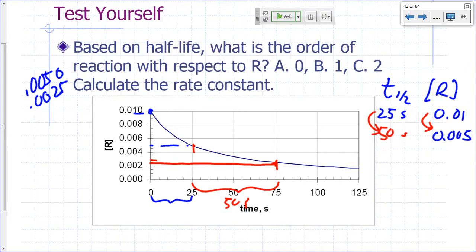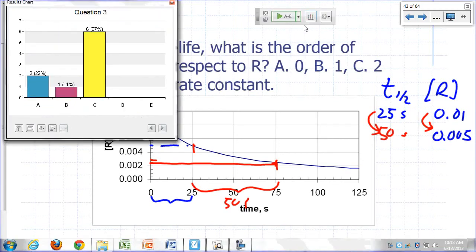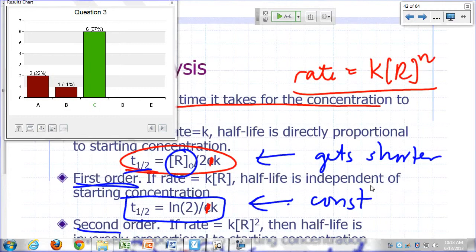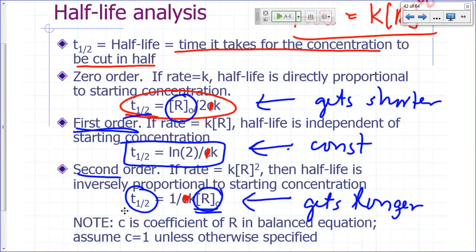So is this zero order, first order, or second order, based on the information I gave you earlier? It is second order. If, as the reaction progresses, the half-life gets longer, it's second order.